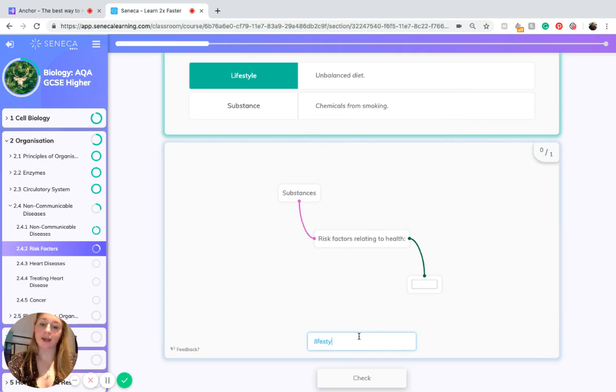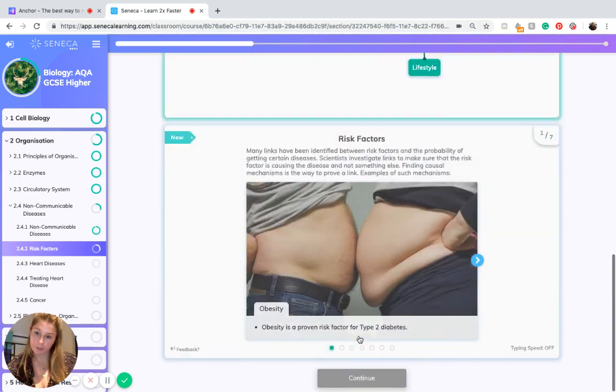So just to recap again, then: substance and lifestyle. Substance would be something like smoking, and lifestyle would be something like having a bad diet or not taking a lot of exercise. Many links have been identified between risk factors and the probability of getting certain diseases. Scientists investigate links to make sure that the risk factor is causing the disease and not something else.